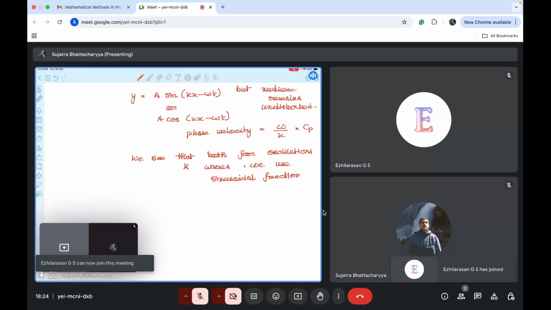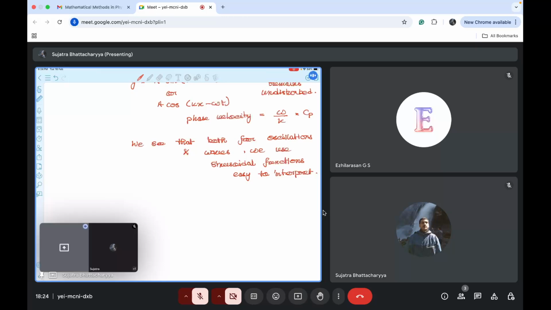Okay, so sinusoidal functions are easy to interpret. That's why we generally use sines and cosines to represent the oscillations or wave characteristics in mathematics. We will see how we can convert any arbitrary function, with certain conditions, and represent it in terms of sines and cosines.